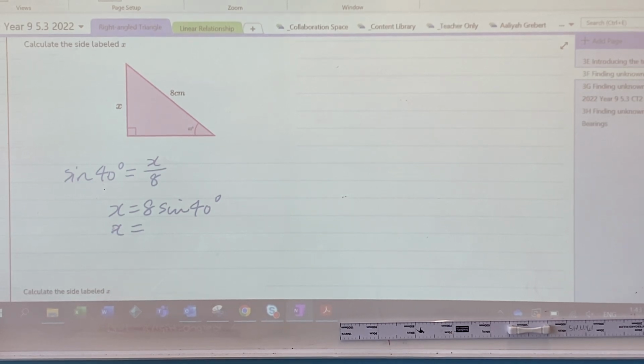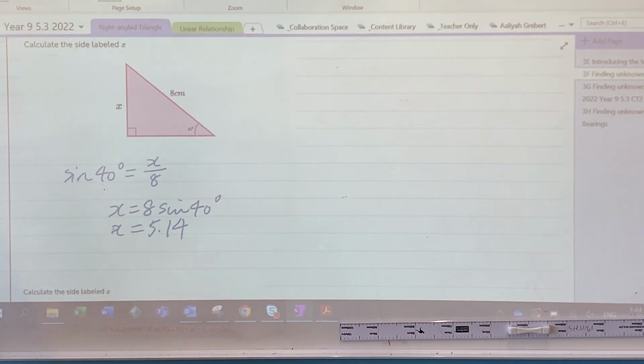Do people get 5.14? Awesome. In the actual exam it was 1 decimal or 2 decimal, but let's not worry about that. Let's just leave it at 2 decimal places. We get 5.14.